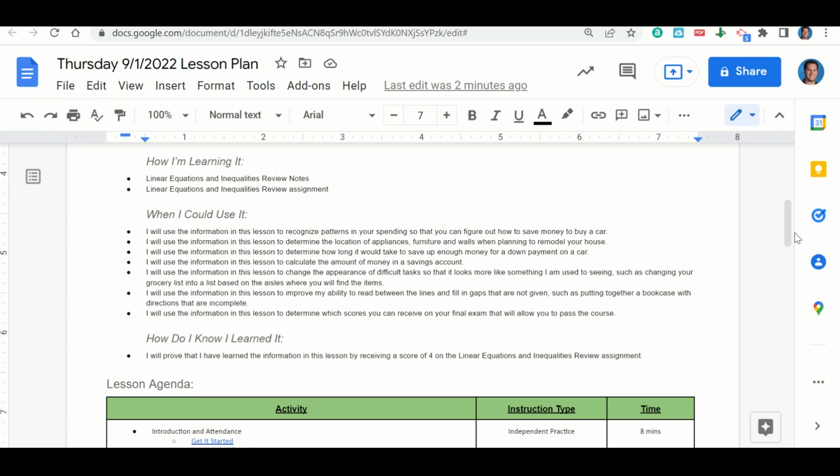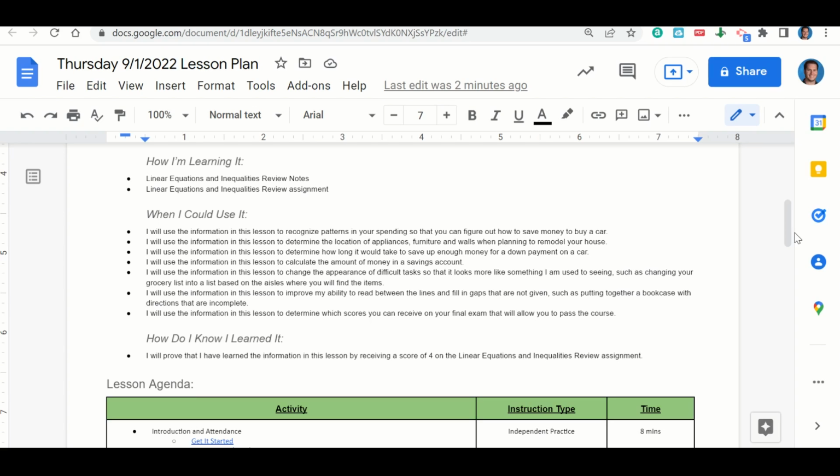To determine how long it would take to save up enough money for a down payment on a car. To calculate the amount of money in a savings account. To change the appearance of difficult tasks so that it looks more like something you're used to seeing, such as changing your grocery list into a list based on the aisles where you will find the items. To improve your ability to read between the lines and fill in gaps that are not given, such as putting together a bookcase with directions that are incomplete.